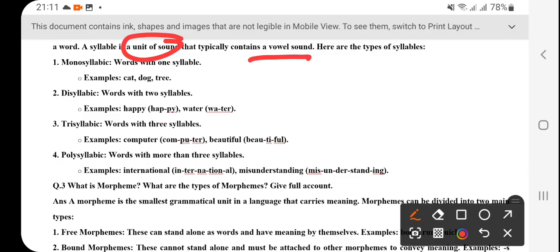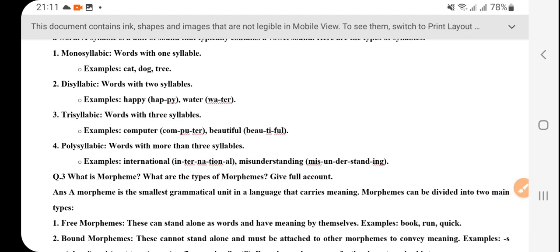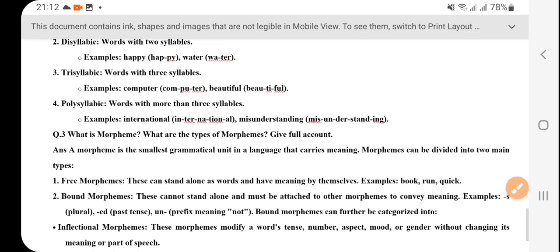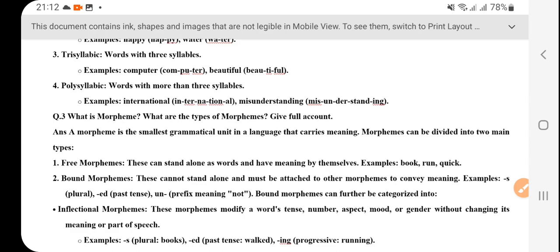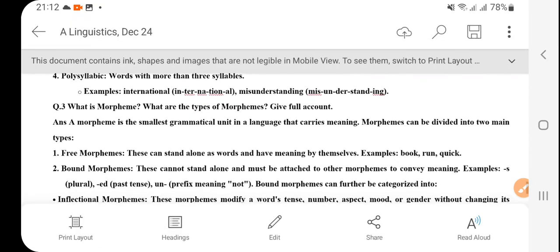We had already discussed this. Here are some types of syllable, like monosyllabic. That is a word with one syllable, right? So that's cat, dog, tree. Disyllabic, that's happy and water. Then trisyllabic, so that's computer, beautiful, right? Polysyllabic.